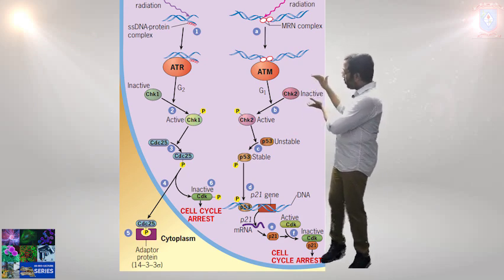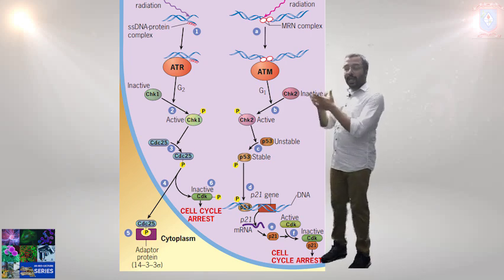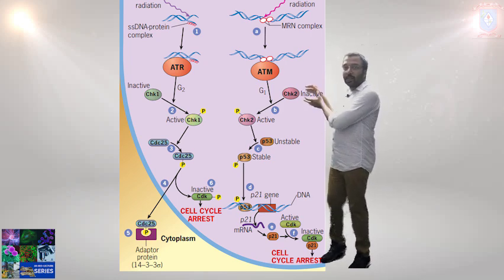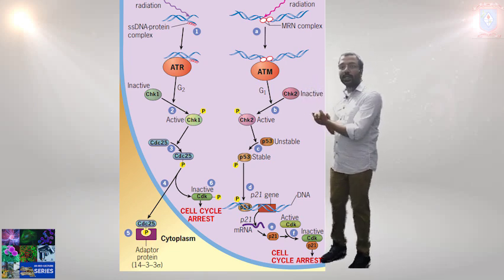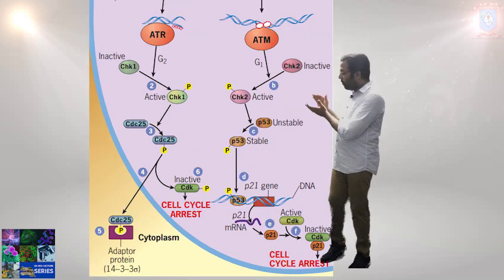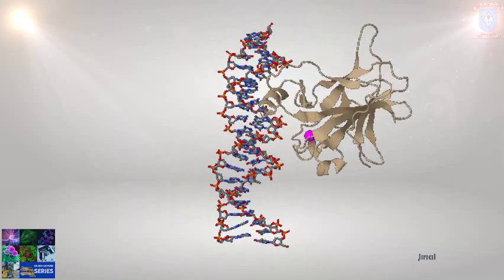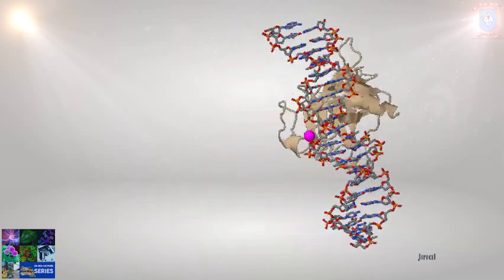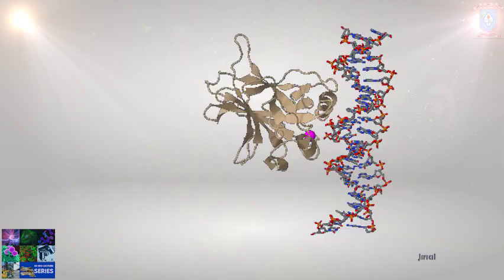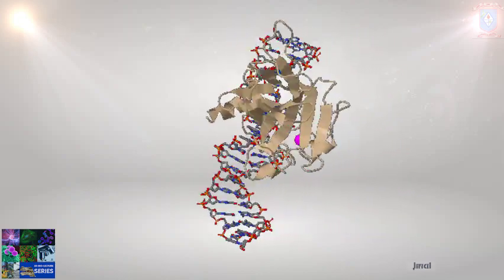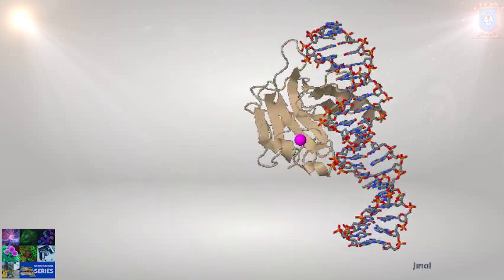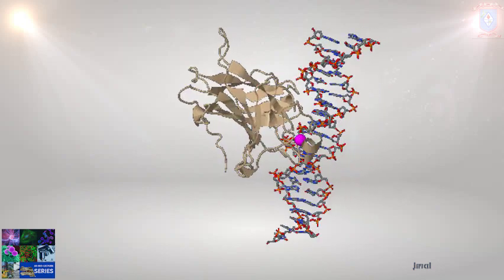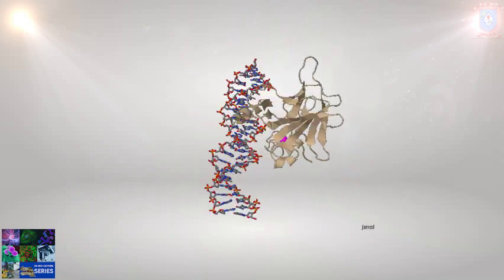called CHK2. And this activated CHK2 in turn phosphorylates the transcription factor called P53. And this is the P53 protein, and this is the three-dimensional structure of P53, a protein which is considered the guardian of the cell because of its role in the checkpoint. So this is a very crucial protein in the regulation of the cell cycle.